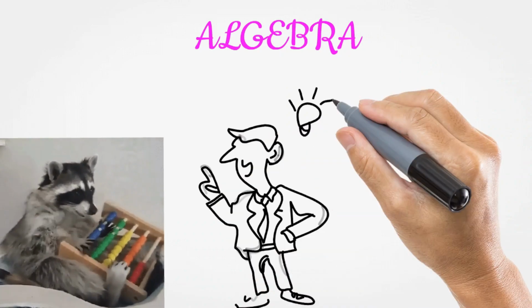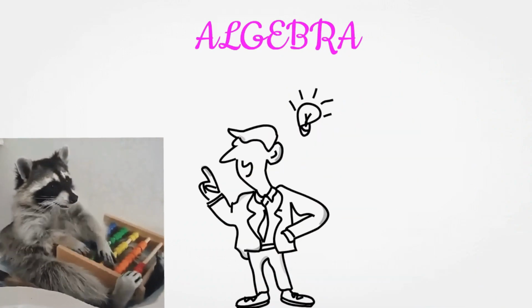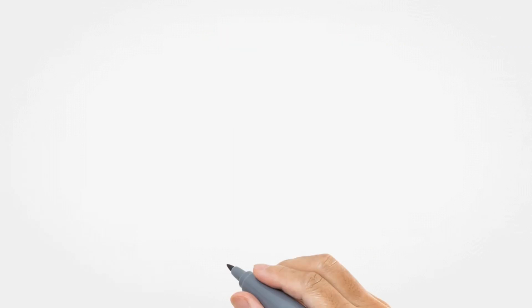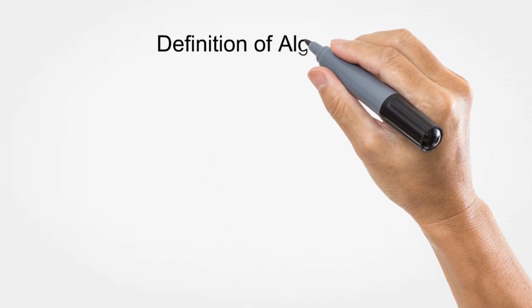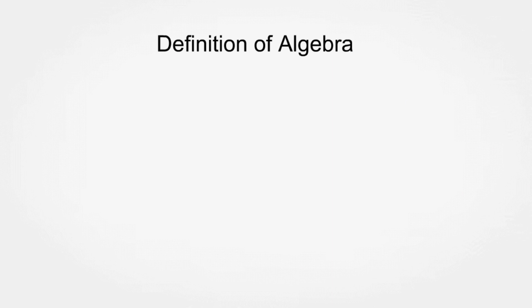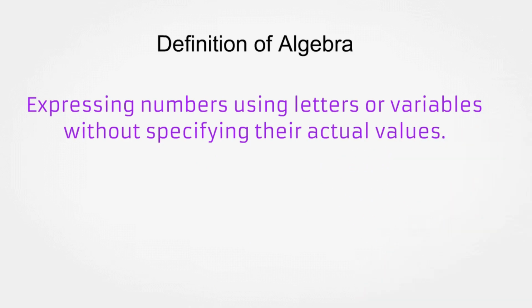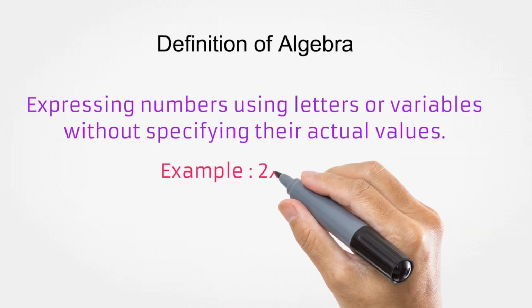Today, we're going to talk about something super cool: algebra. It's like a magical language that helps us play with numbers in a fun way. So, what is algebra? Well, it's a part of mathematics that uses special symbols and rules to do some awesome tricks with numbers. Imagine it like a math superhero. It can also be stated as expressing numbers using letters or variables without specifying their actual values.